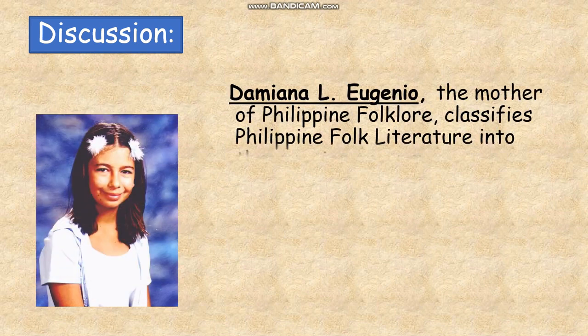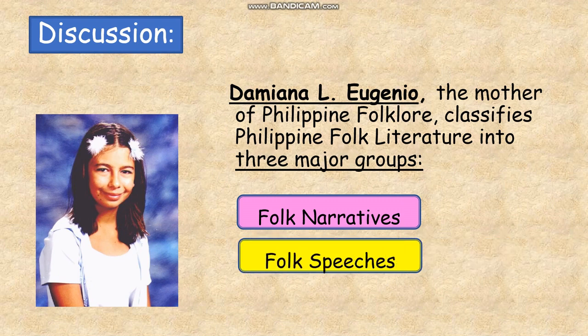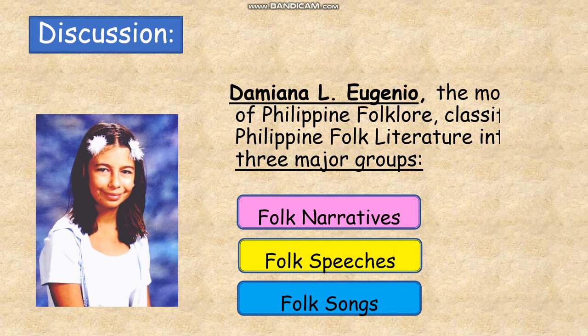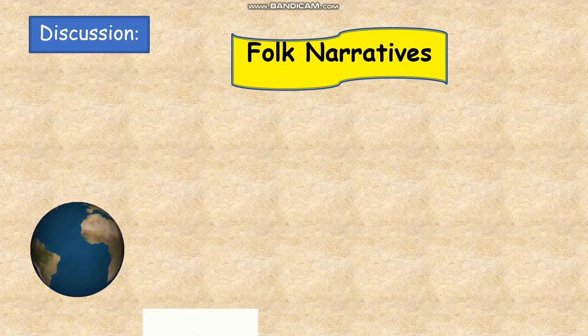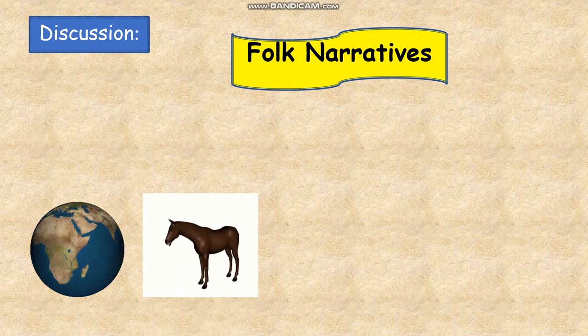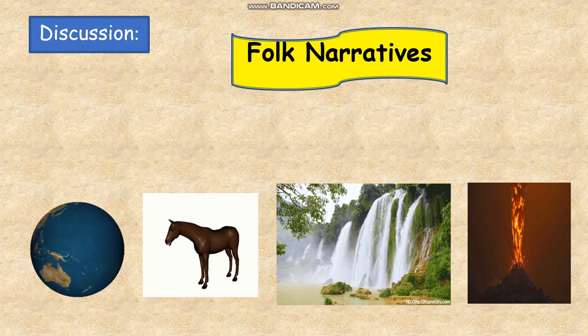Damiana L. Eugenio, the mother of Philippine folklore, classifies Philippine folk literature into three major groups: folk narratives, folk speeches, and folk songs. Let's begin with folk narratives. Folk narratives explain how the world was created, how certain animals possess certain characteristics, why some places have waterfalls, volcanoes, mountains, flora or fauna.